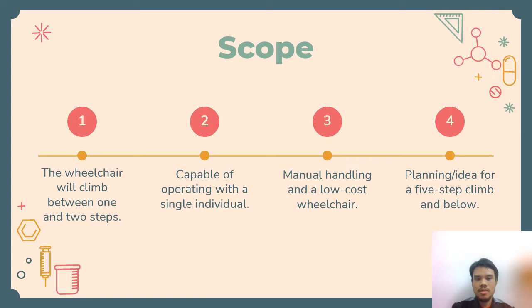There are 4 scopes of research that I have. First, the wheelchair will climb between 1 and 2 steps. It means that at least the mechanism can lift up the wheelchair. The second one is being capable of operating with a single individual. It means without any assistance to lift up the wheelchair. The third is a manual handling and low-cost wheelchair. It means creating a simple mechanism movement to keep the cost low. The last one is planning for a fast step climb and below.